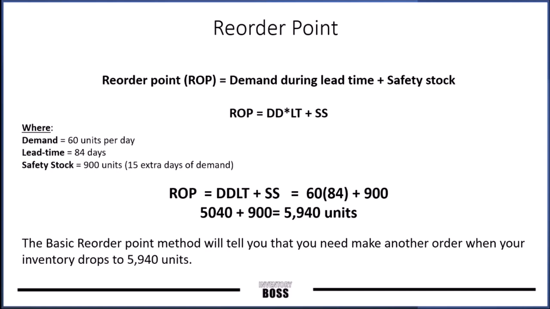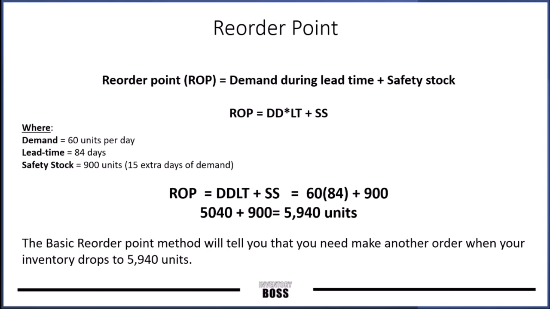Now, this doesn't tell you how much you're going to order. It just tells you that this is the time to make the order. How much you need to order is going to be all figured out in future modules. But for now, we know when to make the new order to replenish our stock, and that's when our combined inventory totals reach 5,940 units for this product. So that's the basic reorder point.